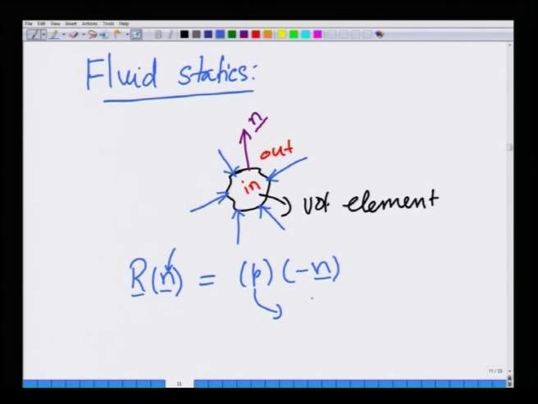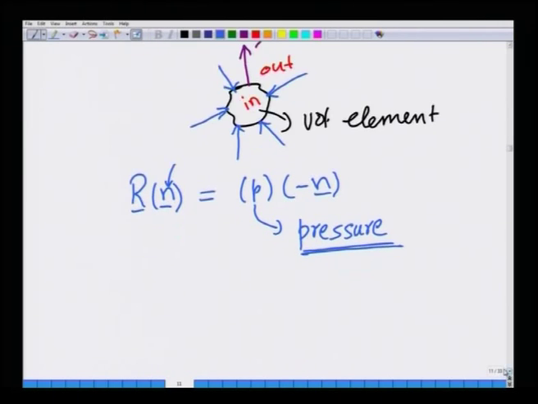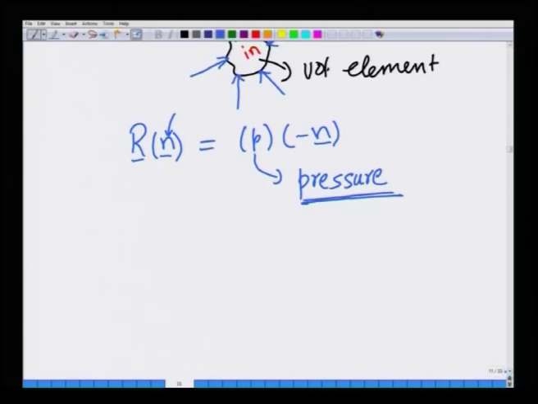More appropriately, this is the magnitude of the compressive force per unit area acted upon by the fluid outside on the fluid that is inside, on the surface that separates the outside and inside. This compressive force per unit area, the magnitude of it, is called the pressure in a fluid. And we saw that this pressure has units of pascals. 1 pascal is 1 Newton per meter square.